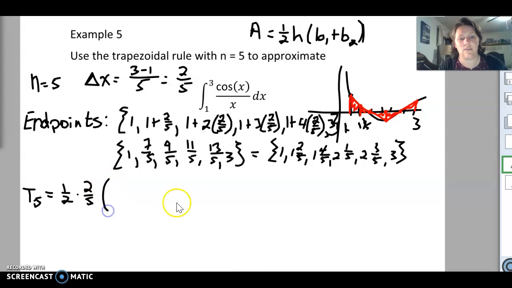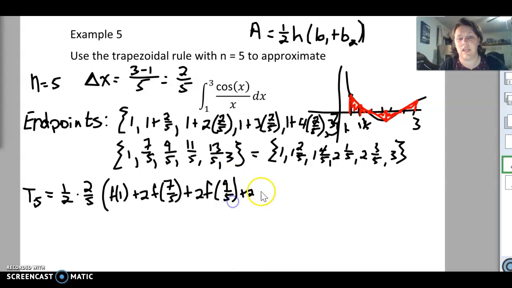Then with our bases, our first base is only going to be used once. That's the left-hand endpoint, and the function, the f of 1. Then plus 2 times f of 7/5. Plus 2 times f of 9/5, and so on till we get to the end.